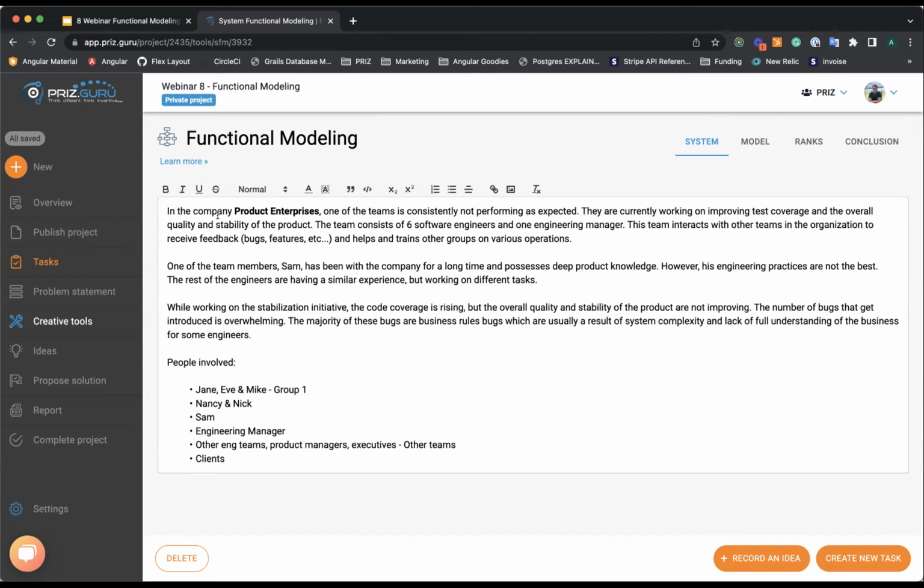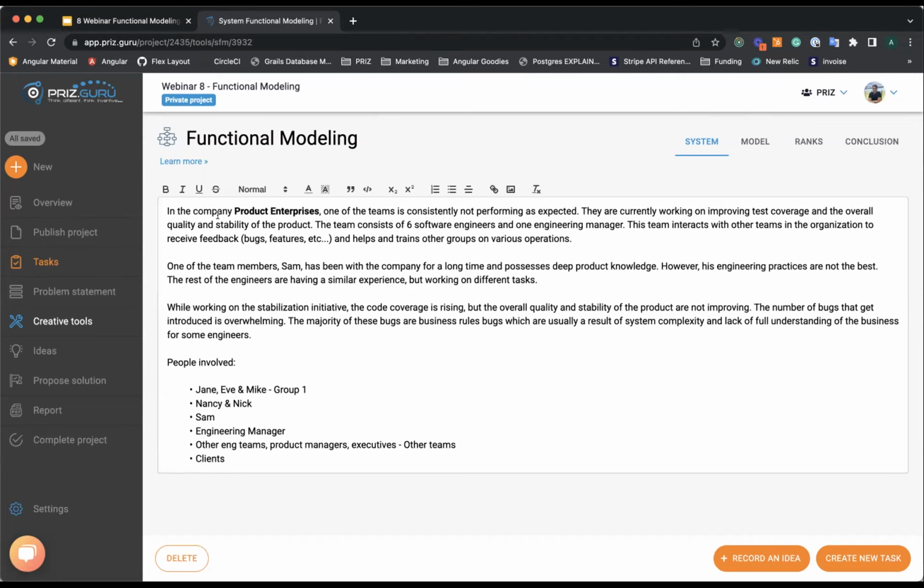The quality is not good enough for that particular case. So they're working on improving the stability of the product, improving the test coverage, reducing bugs, and so on and so forth. That's the initiative that they're working on. And it's not going well, to be honest.